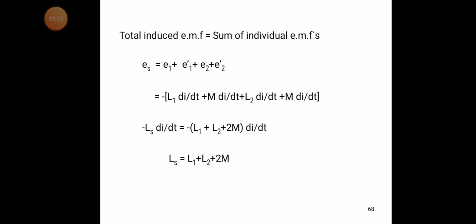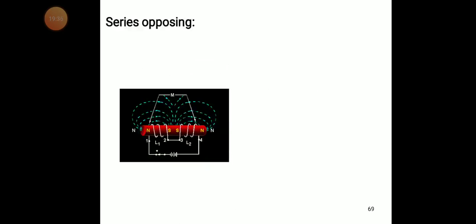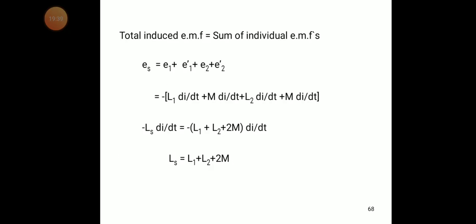So the total series inductance considering the mutual inductance is Ls equals L1 plus L2 plus 2M when the two inductances are series adding. The total formula is Ls equals L1 plus L2 plus 2M. This is called the series aiding formula.